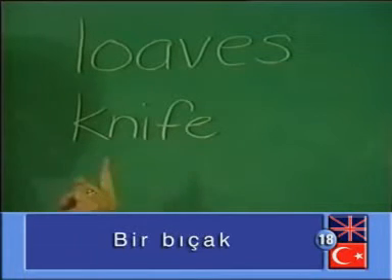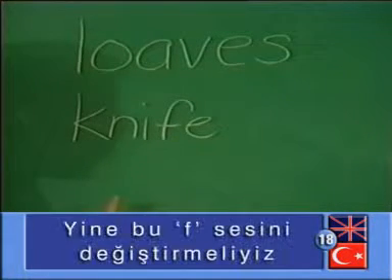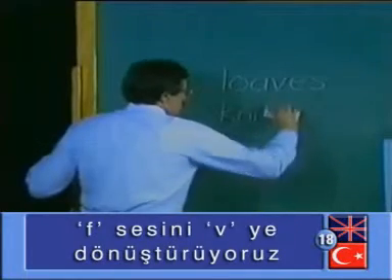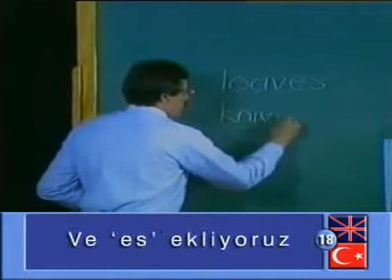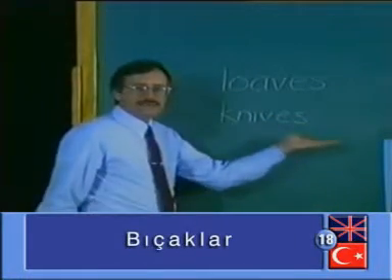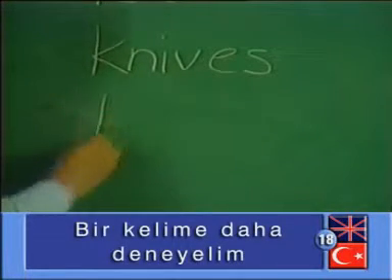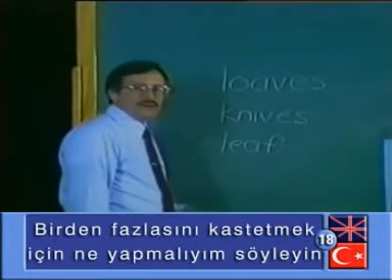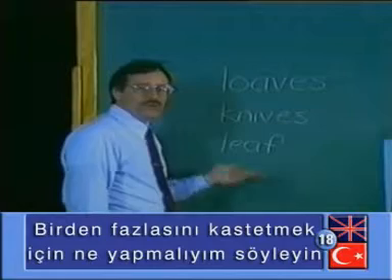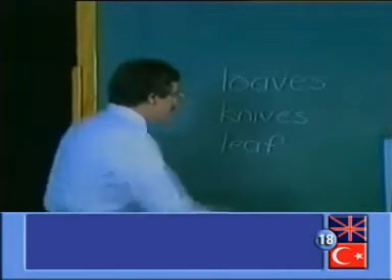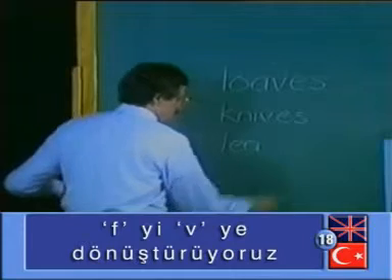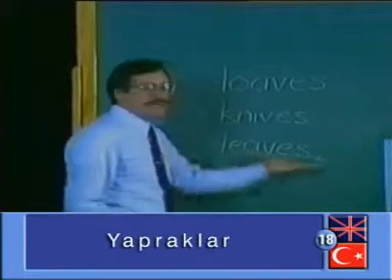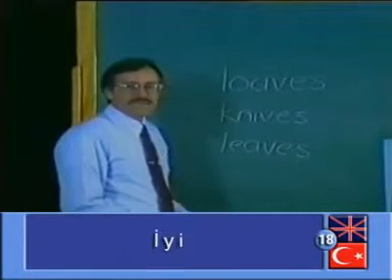Knife. 1 knife. We're going to make it mean more than one. Again, we need to change that F sound. We change the F sound to a V and add ES. Knives. Let's try one more word. This word is leaf. 1 leaf. Tell me what I should do to make it mean more than one. Change the F to V, good, and add ES. Leaves. More than one leaf? Leaves. Good.